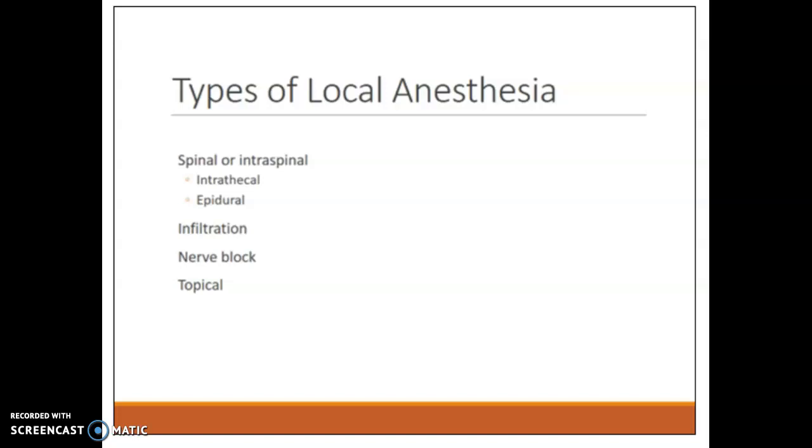Infiltration with local anesthesia is when we supply small amounts that are injected into the area of the surrounding tissue. You might see this with something like a skin biopsy or maybe suturing. Nerve blocks are when the injection is placed very close to where the nerve innervates a specific area or region.